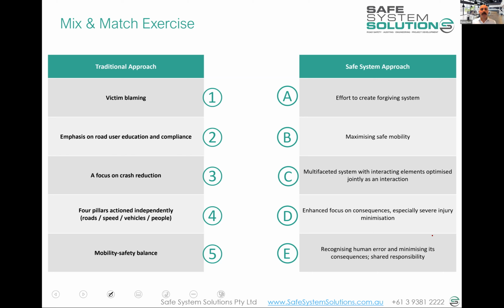But for now, what I'd like people to do, and just before you bring the poll up, Max, I'll explain what we've got here. On the left-hand side, you've got the traditional approach to road safety. And on the right-hand side, we've got the safe system approach. What we want you to do is have a think about each of those boxes and try to say, well, traditionally it was victim blaming, and what we're moving to now is, maybe, an effort to create a forgiving system or maximizing safe mobility.